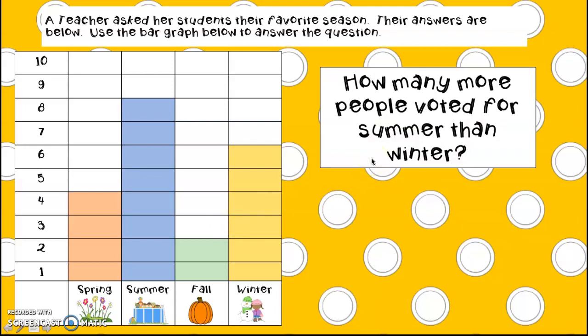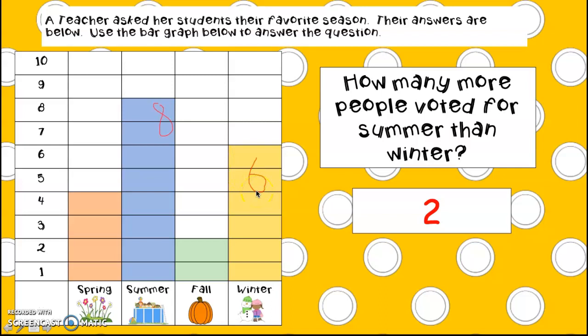How many more people voted for summer than winter? So remember, for how many more, you are subtracting. So look at how many voted for summer. We have 8 that voted for summer. And how many voted for winter? 6 voted for winter. And then you need to subtract those. Pause the video to solve. Okay, the answer is 2 because I can do 8 minus 6 equals 2.